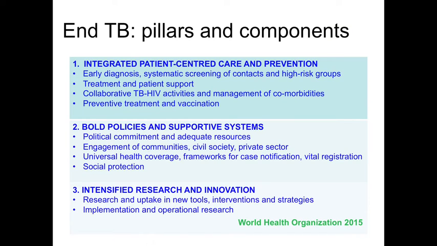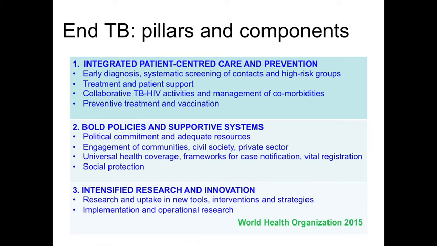So these are the 3 pillars. I think we saw them earlier this morning, Pillar 1, Pillar 2, Pillar 3. Pillar 1 is essentially the technical components of TB control, focusing on early diagnosis, screening of contacts, high-risk groups, treatment, collaborative activities, management of comorbidities, prevention, vaccination. Pillar 2 is around bold policies and supportive systems, and Pillar 3 is basically about intensified research and innovation.